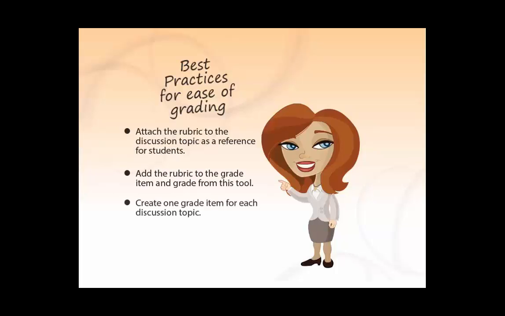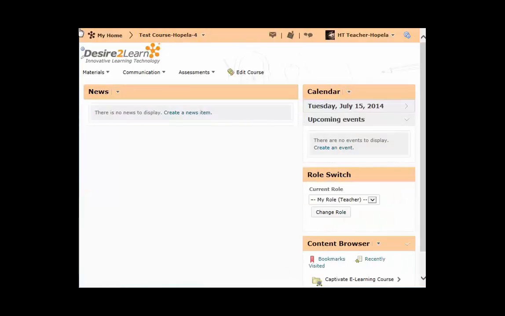For ease of grading, the approach we recommend is to attach the rubric to the discussion topic as a reference for students. Then, add the rubric to the grade item, and grade from this tool. And create one grade item for each discussion topic. Let's take a look at the process. From the Communication drop-down menu, go to Discussions.